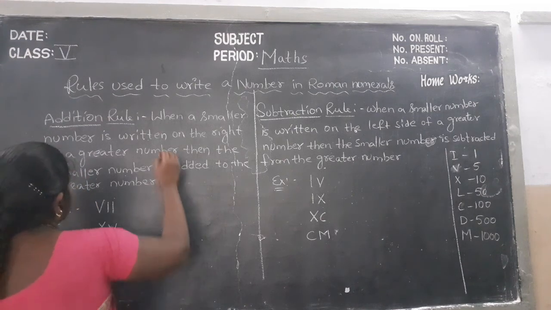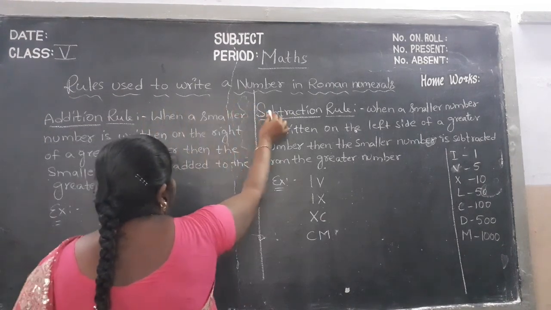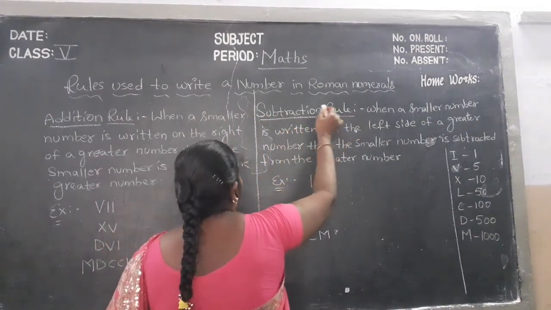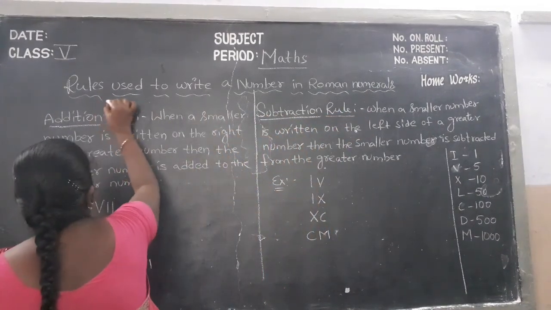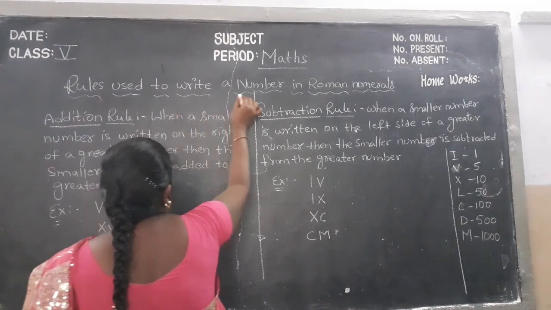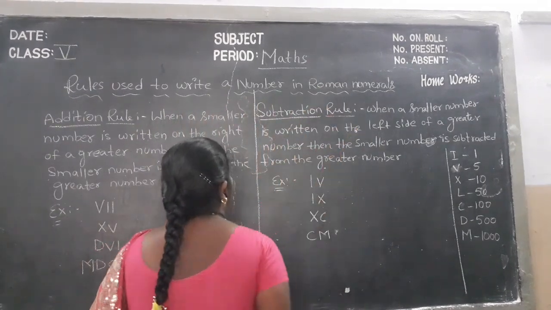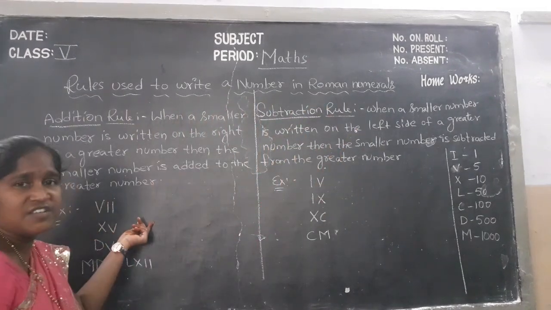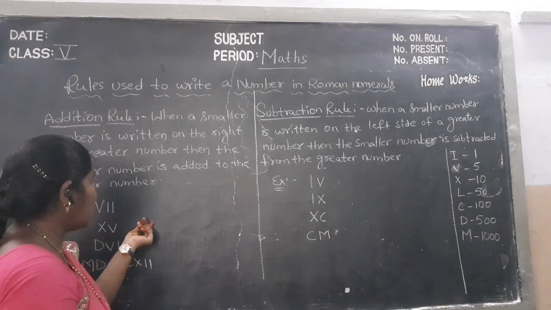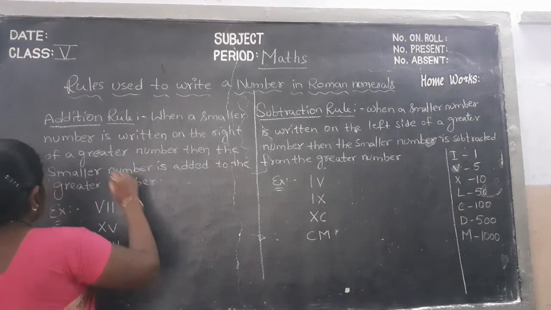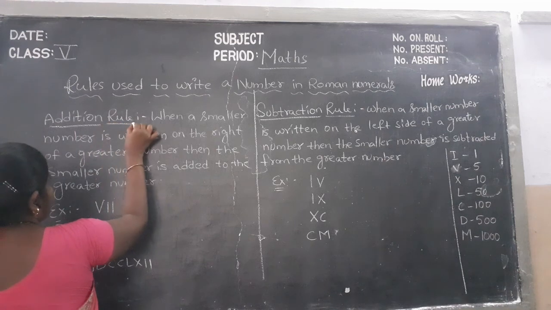See children, rules used to write a number in Roman numerals. What is the heading, children? Rules used to write a number in Roman numerals. Here, for addition and subtraction, we have rules. What is that? The addition rule.